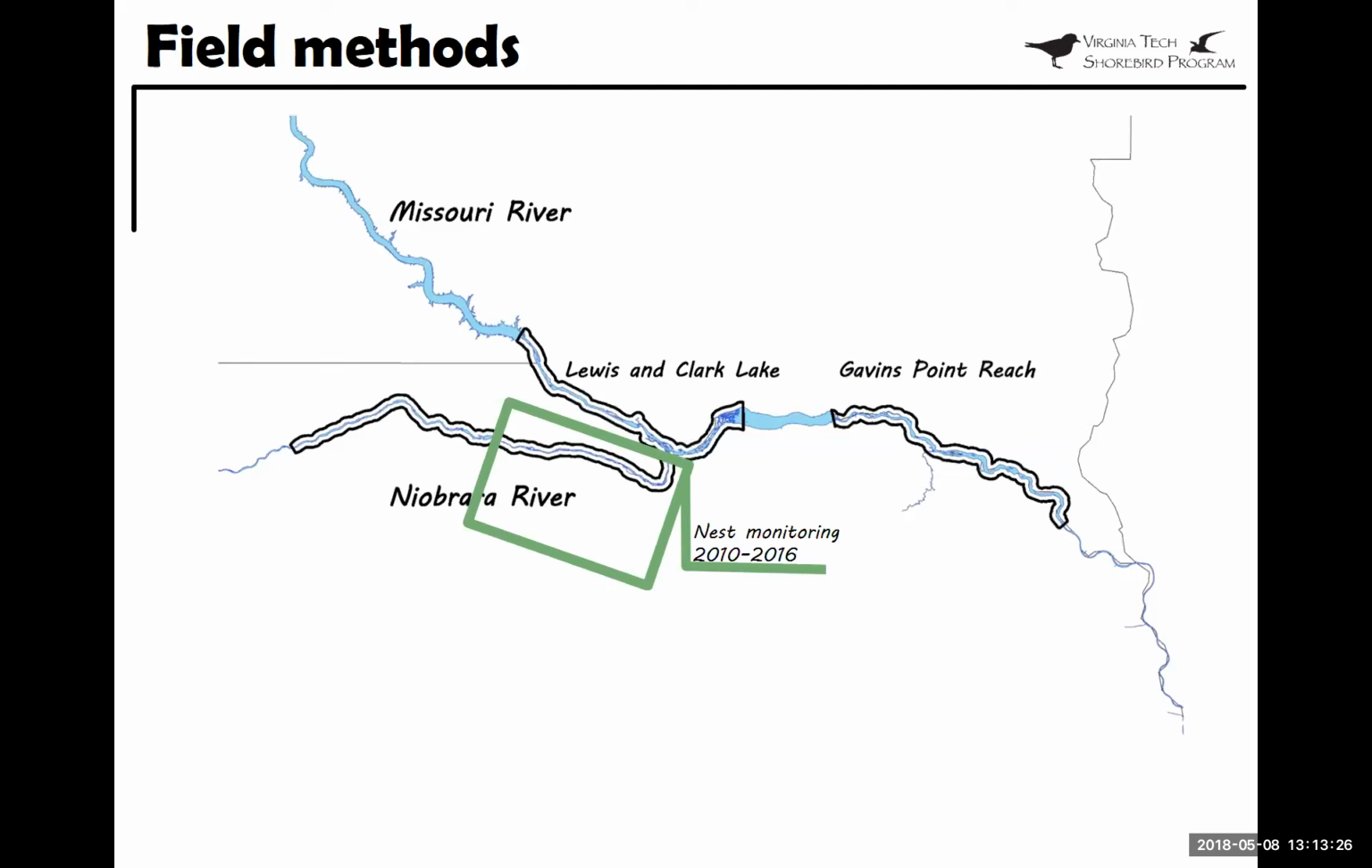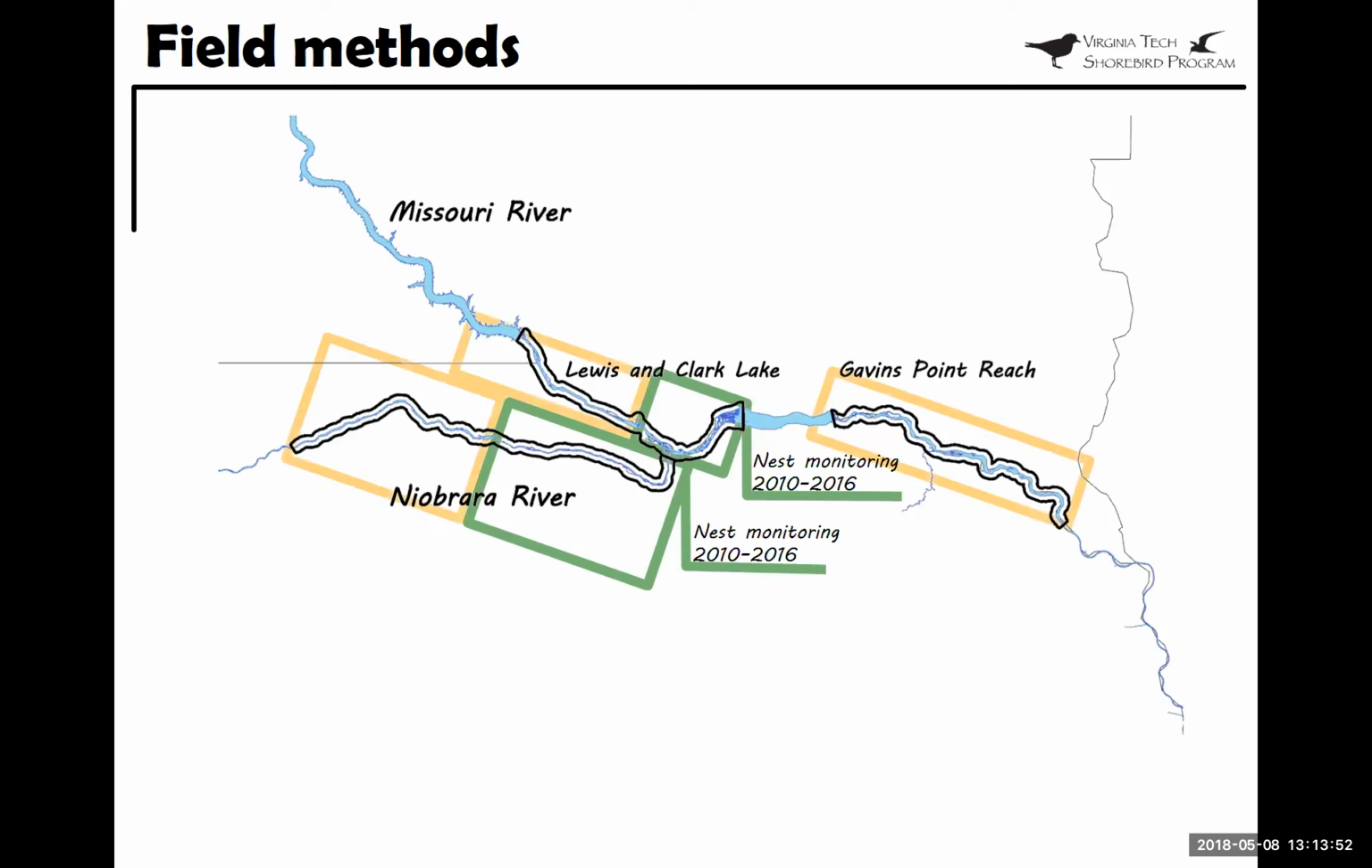Adjacent to the Niobrara population are 2 other important plover populations on the Missouri River, which I'll call Lewis and Clark Lake and Gavin's Point Reach populations. Virginia Tech has been working on these sites since about 2005. I incorporated nest and chick monitoring data from part of Lewis and Clark Lake so that I could compare demographic rates between these adjacent sites and improve our sample size.